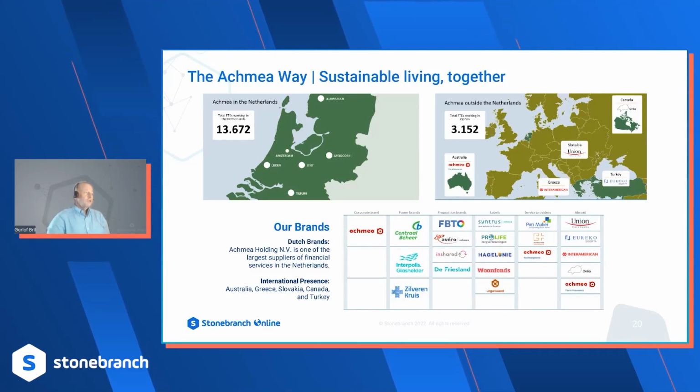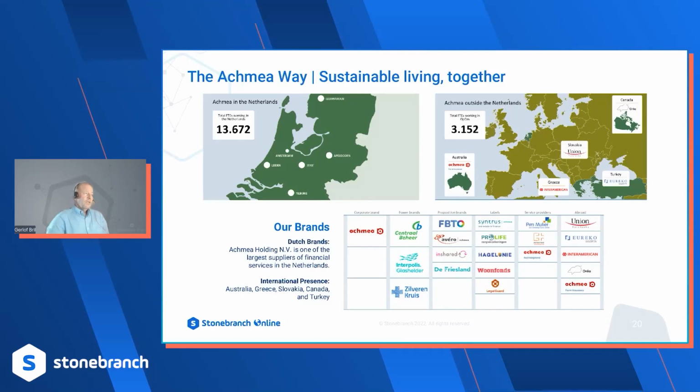But we are not only in the Netherlands. We have more than 30,000 people working for Achmea in the Netherlands, over different offices in the Netherlands. But we are also outside the Netherlands. We have offices in Canada, Australia, Greece, Slovakia, and Turkey.